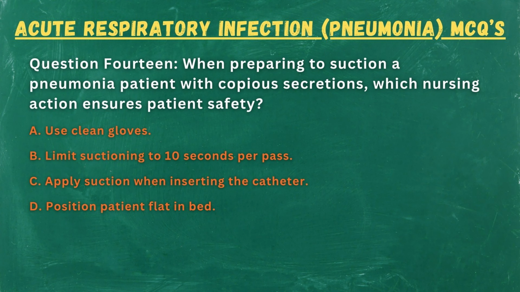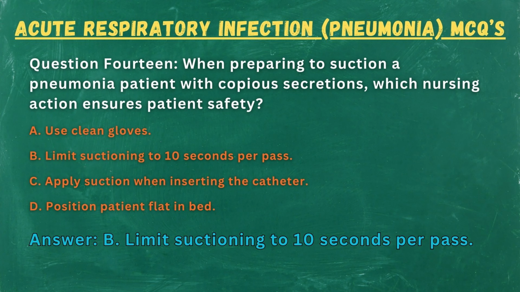Question 14. When preparing to suction a pneumonia patient with copious secretions, which nursing action ensures patient safety? A. Use clean gloves. B. Limit suctioning to 10 seconds per pass. C. Apply suction when inserting the catheter. D. Position patient flat in bed. Answer: B. Limit suctioning to 10 seconds per pass.